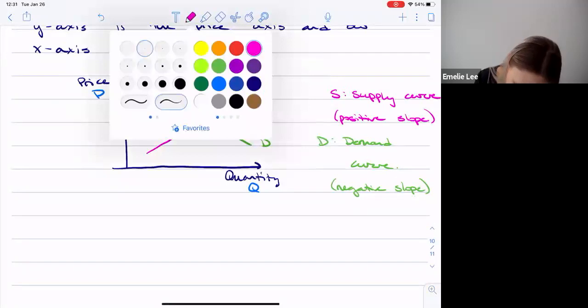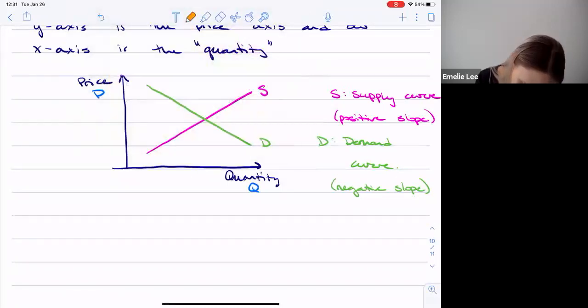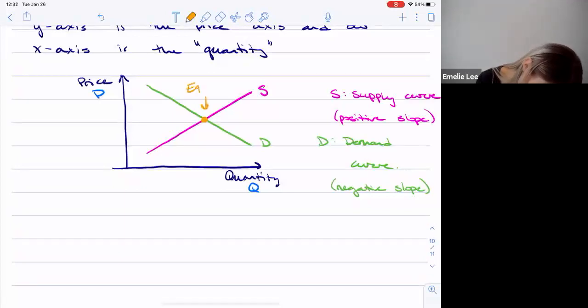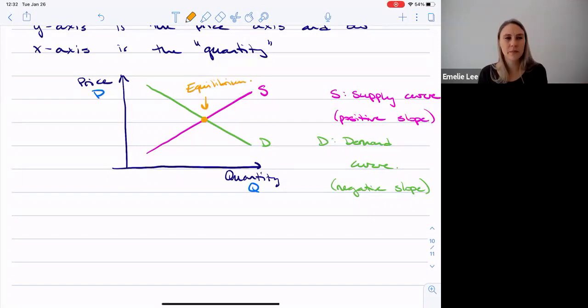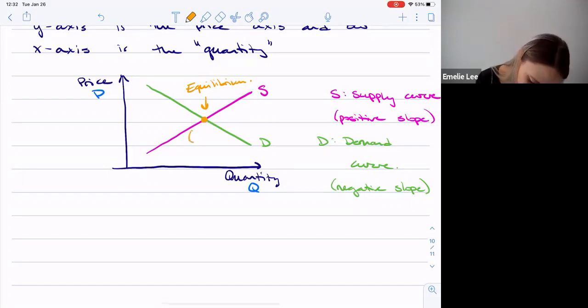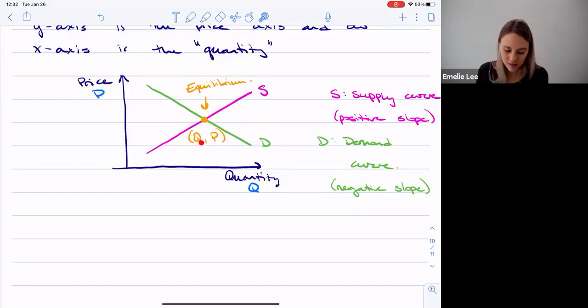So here, what color haven't I used? Maybe orange. Right here, this is equilibrium. Okay. And it's going to be at some ordered pair Q, P, right? At some quantity that we're going to solve for and some price, that ordered pair is going to be the equilibrium.